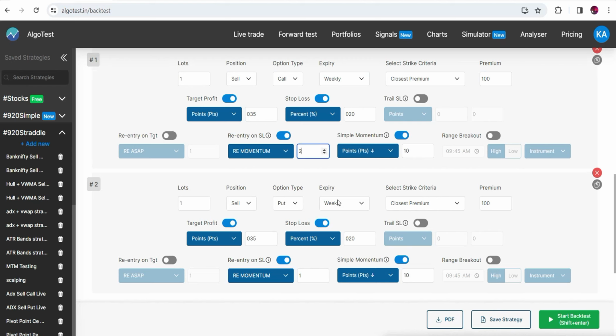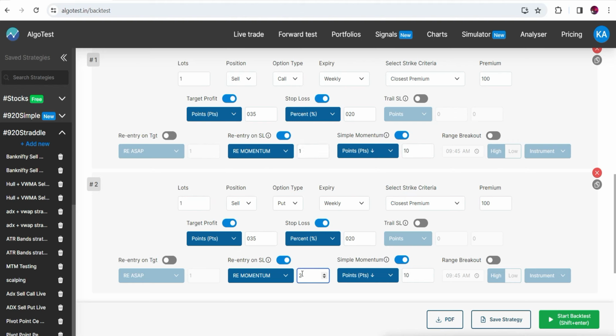If we enter 2 here, it means it can re-enter 2 times: one time the SL is hit, it waits for momentum and takes entry, then again if our stop loss is hit, it takes the entry again. So we can enter a maximum of 20 re-entries here. We will select one only.